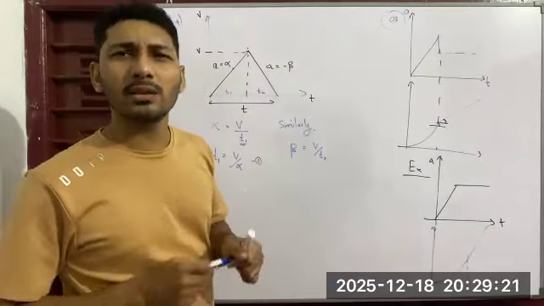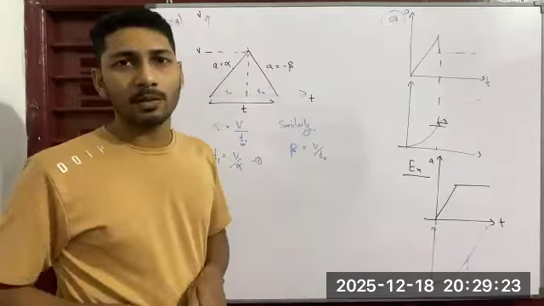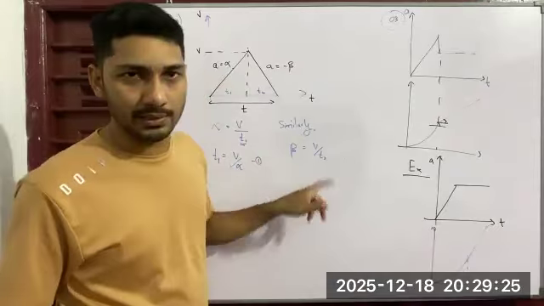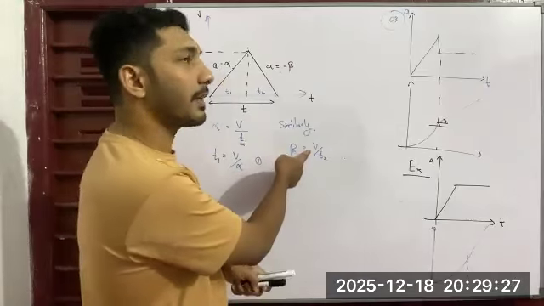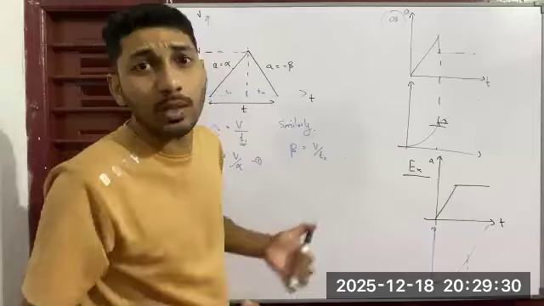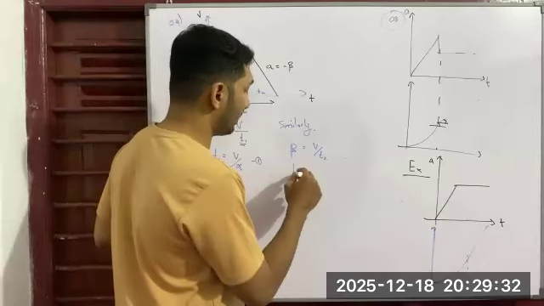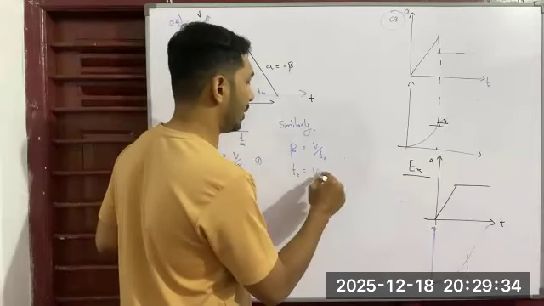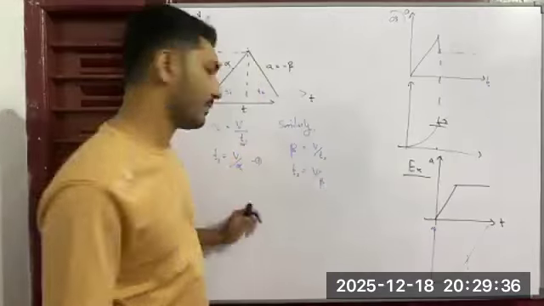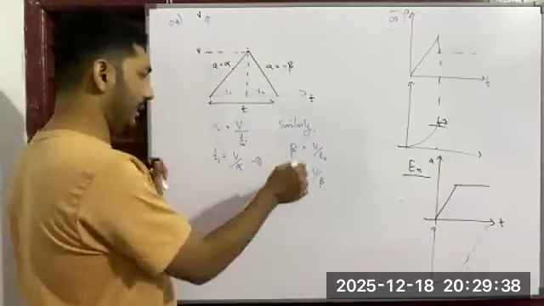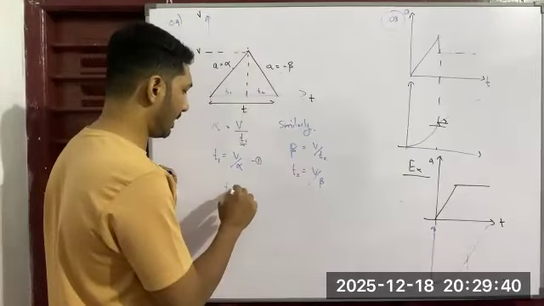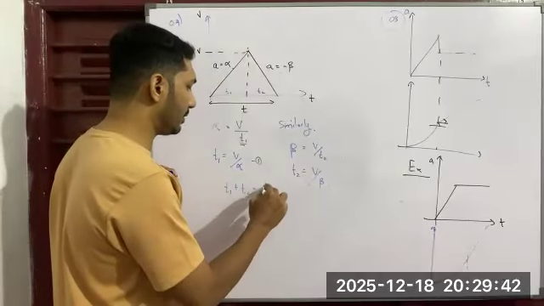Okay, you don't need to put minus here. It's just for the value of retardation: difference of velocity divided by time. And then T2 is equal to what? V over beta. Now if you add these two, T1 plus T2 will be equal to T.